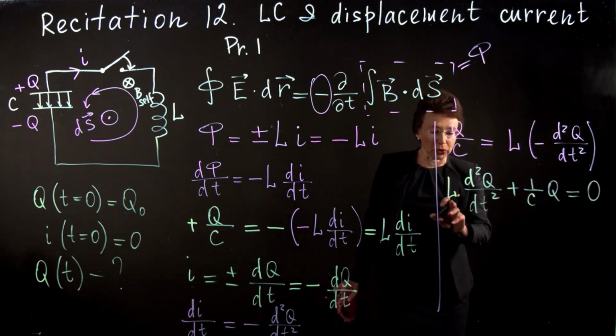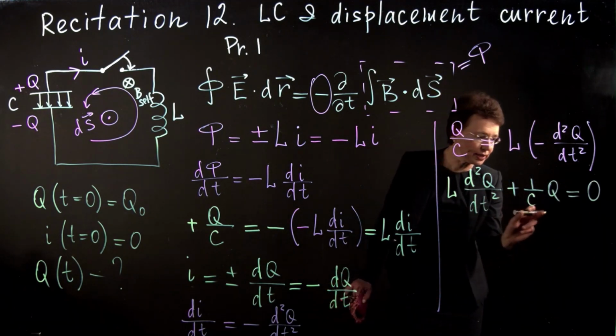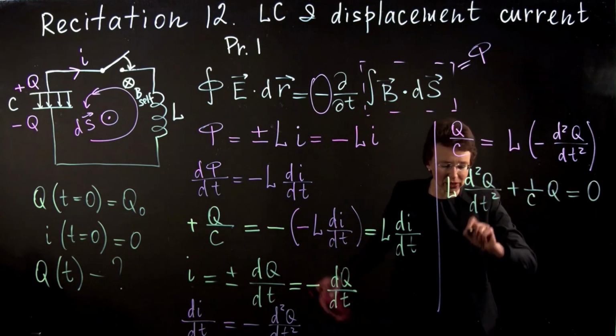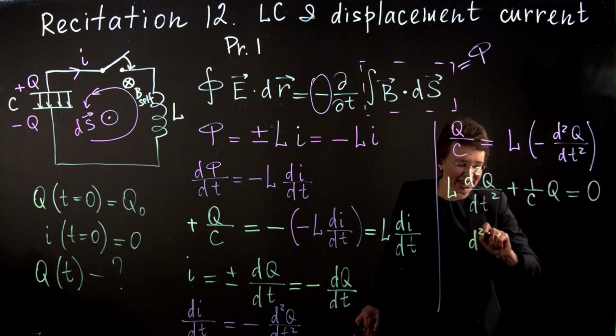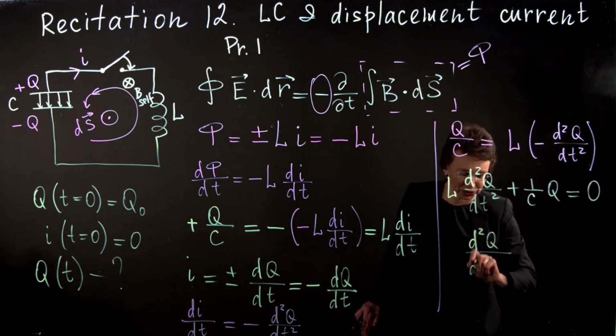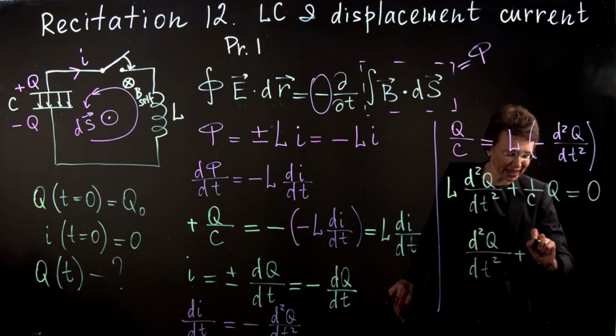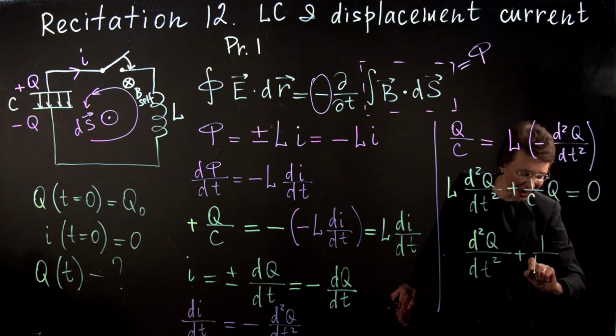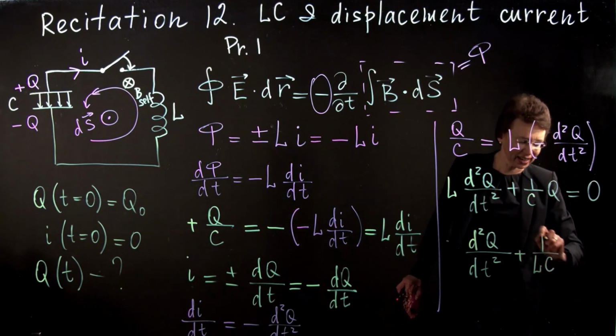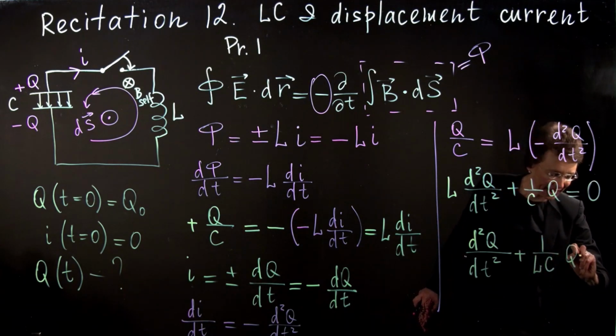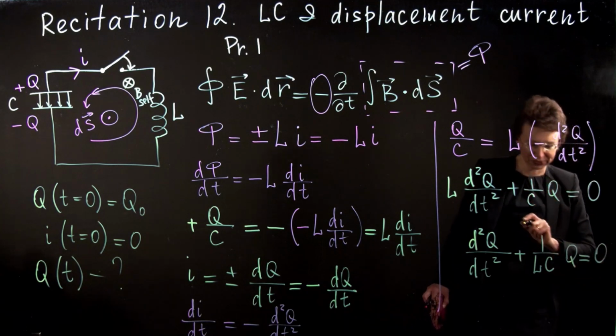Now look what I will do. I will divide each of these terms by L. Why? I just want to do that. Then what do we get? d²q/dt² plus 1/(LC) Q is equal to 0.